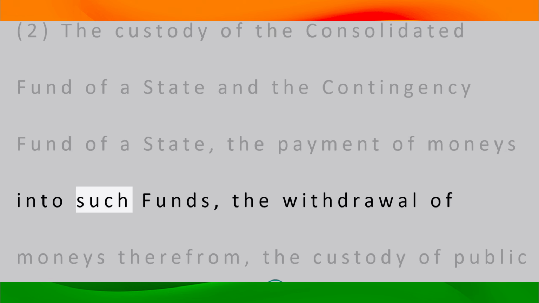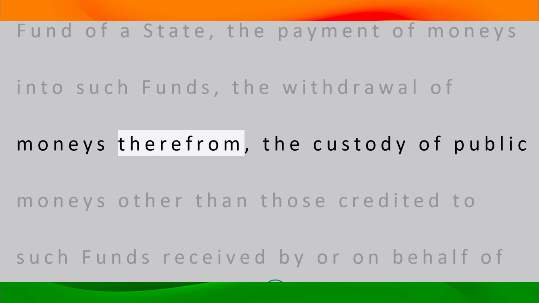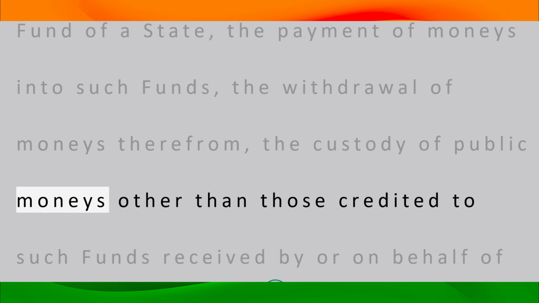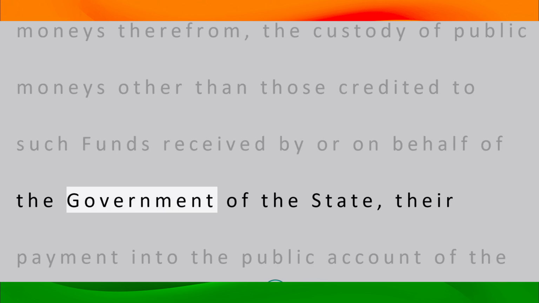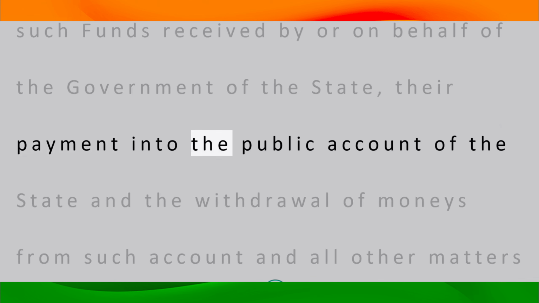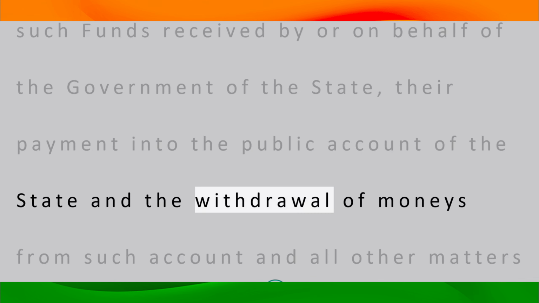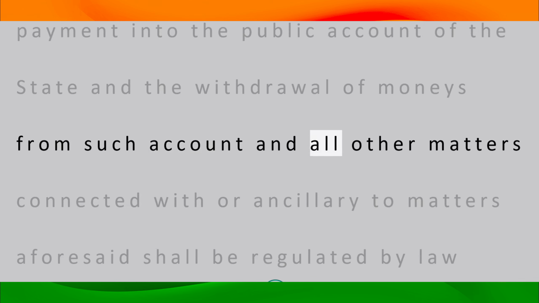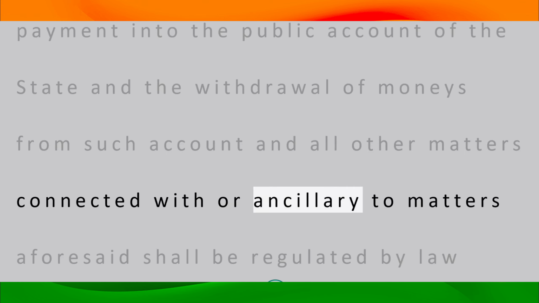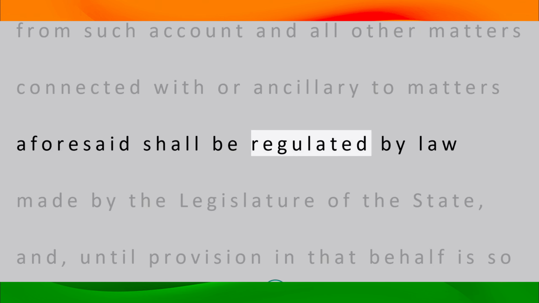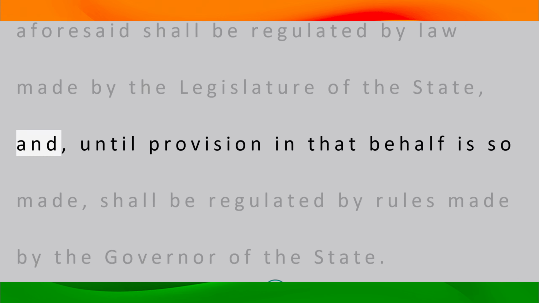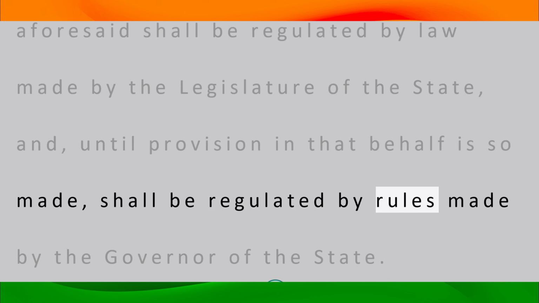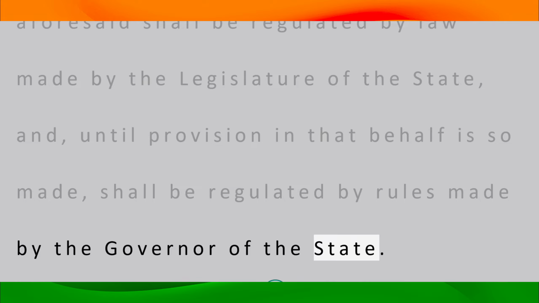2. The custody of the Consolidated Fund of a State and the Contingency Fund of a State, the payment of monies into such funds, the withdrawal of monies therefrom, the custody of public monies other than those credited to such funds received by or on behalf of the Government of the State, their payment into the public account of the State and the withdrawal of monies from such account, and all other matters connected with or ancillary to matters aforesaid shall be regulated by law made by the Legislature of the State, and, until provision in that behalf is so made, shall be regulated by rules made by the Governor of the State.